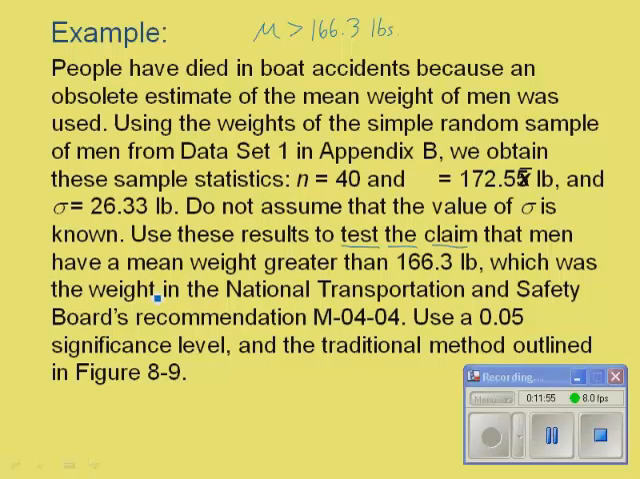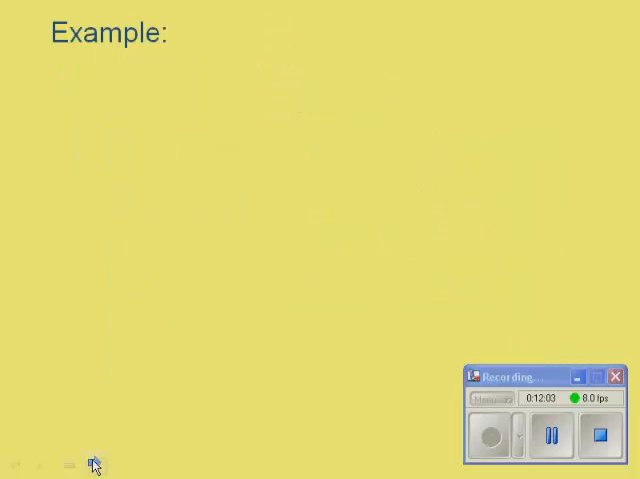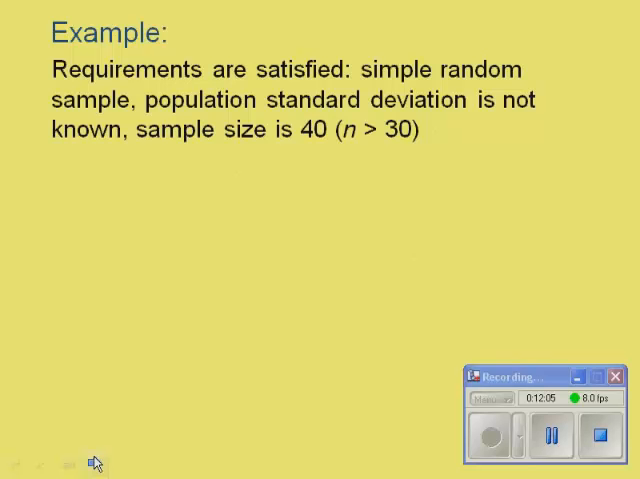Mu bigger than 166.3. And they say, let's use alpha as 0.05 and the traditional method. All right, let's walk through it. So what happens? Always check that your requirements are satisfied. Well, we have a simple random sample. Population standard deviation not known. Sample size is 40. That's good. Right? So check. We're all set for requirements.